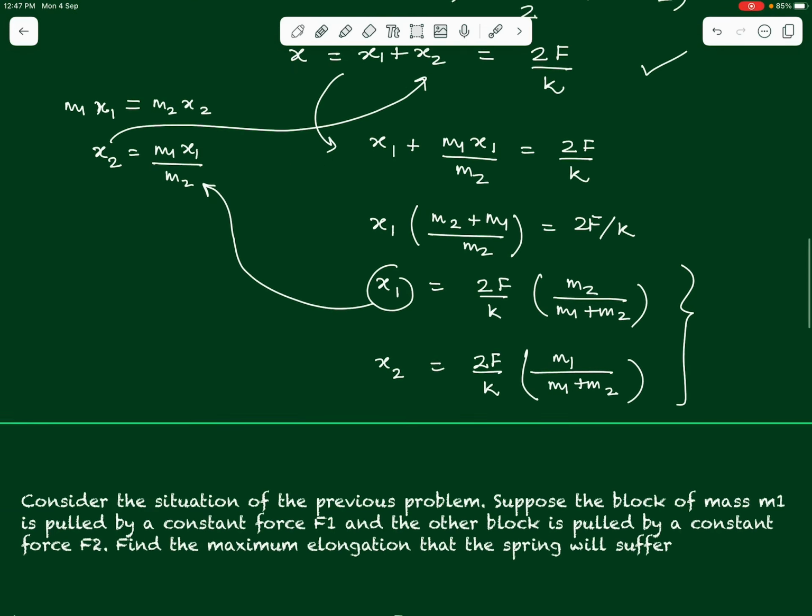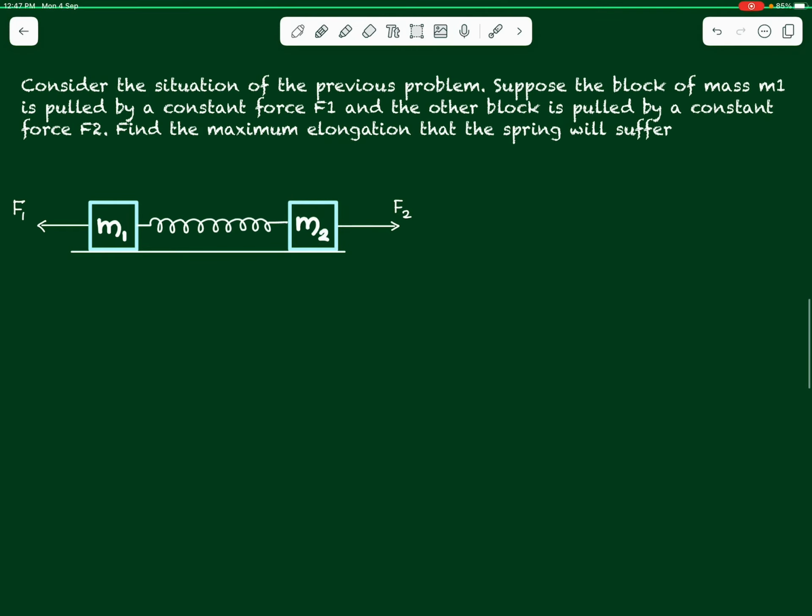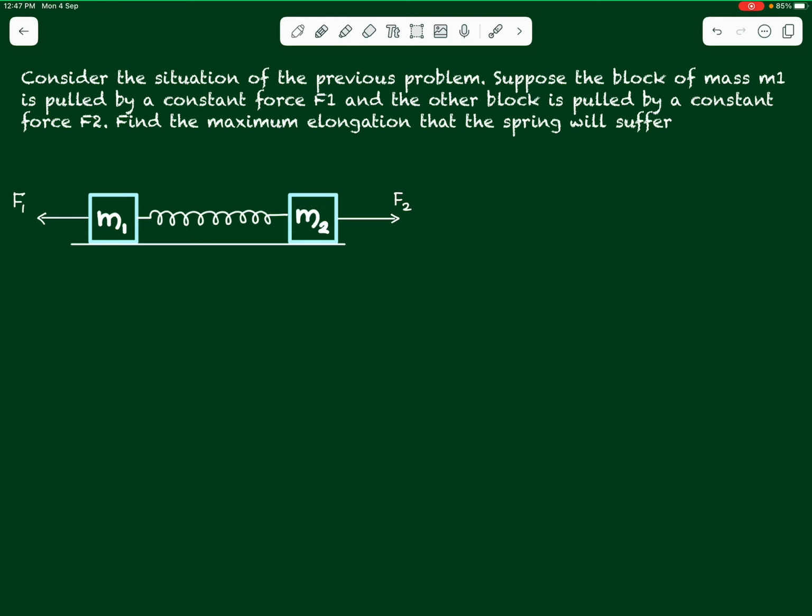Now we have another similar question over here, but slightly different. Let's see what it is. It says, consider the situation of the previous problem. So we still have the two blocks connected with a spring. Suppose the block of mass m1 now is pulled by a constant force f1 and the other block is pulled by a constant force f2. Find the maximum elongation that the spring will suffer now.